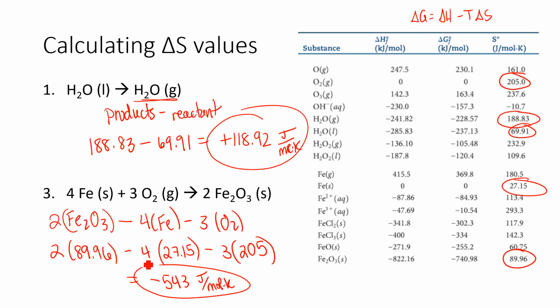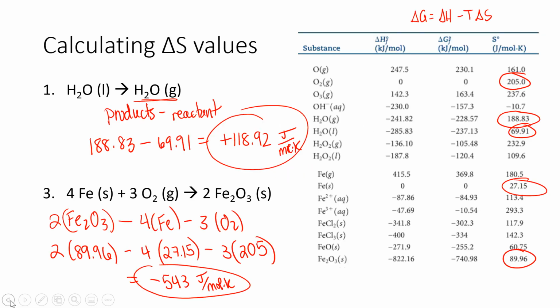So notice how this one has a pretty large and negative delta S value, because we're going from 7 moles of reactants to 2 moles of products, and we're also going from a reactant that had a few gas particles in it, whereas our product only has solid. And so we're going to see a fairly significant decrease in entropy in this process right here.